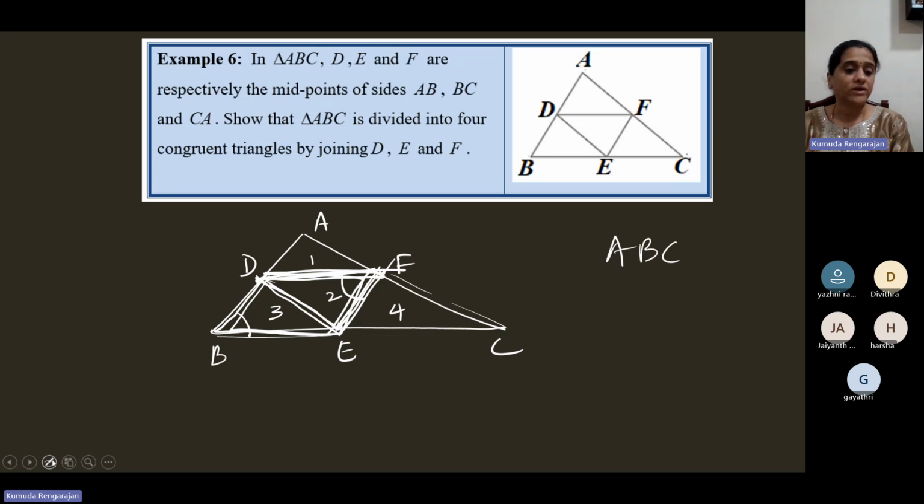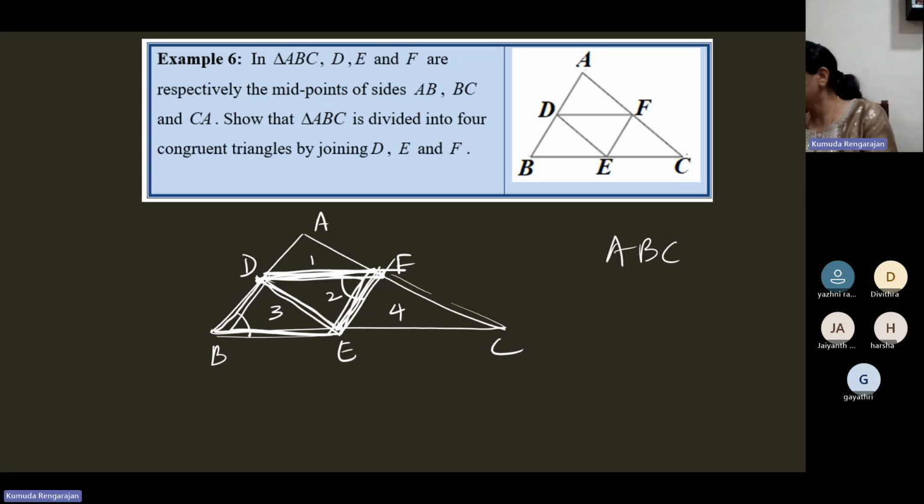So in a triangle, do you remember the midpoint theorem? What's the midpoint theorem? I'll give you 2 minutes. Recall the statement of the midpoint theorem. You can look into your book also. Read it once and tell me.